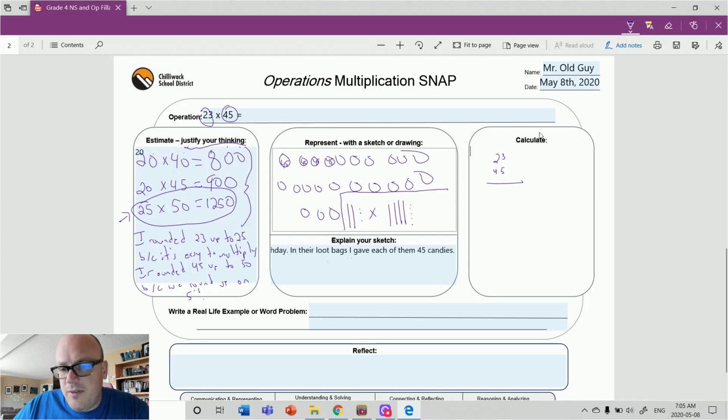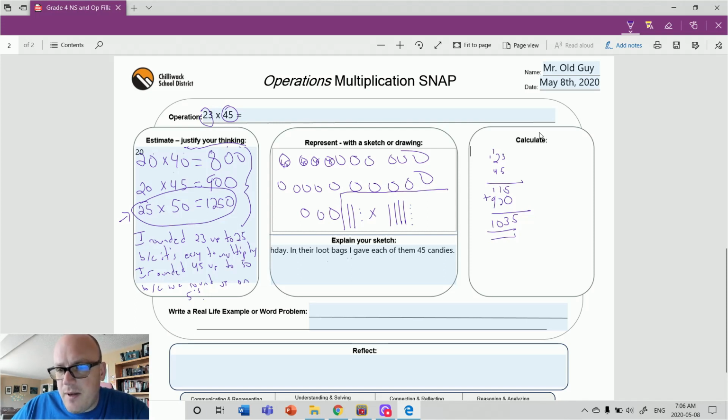5 times 3 is 15. I carry over the 1. 5 times 2 is 10, plus 1 is 11. Drop the bomb. 4 times 3 is 12. Carry over the 1. 4 times 2 is 8, plus 1 is 9. Add them up. And I get 1,035. Let's look at a different method.